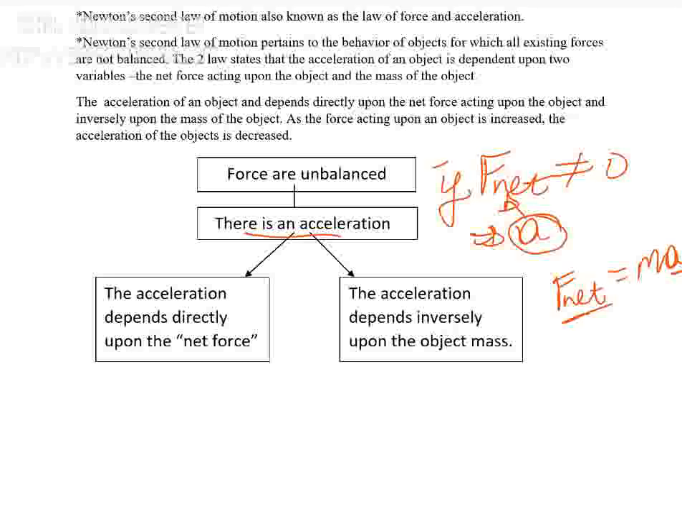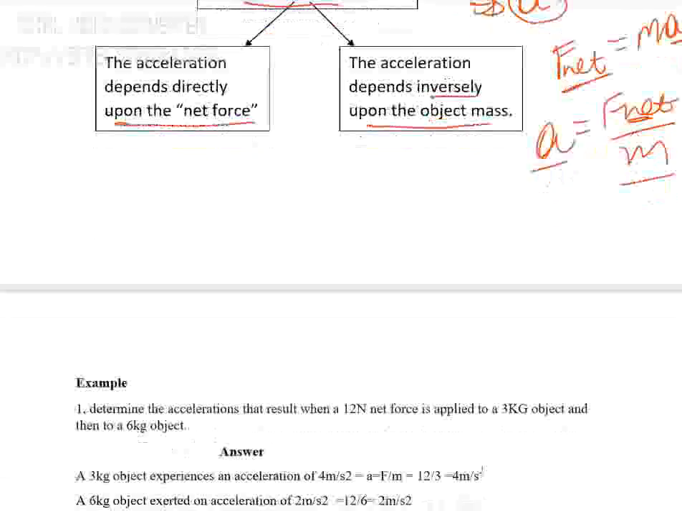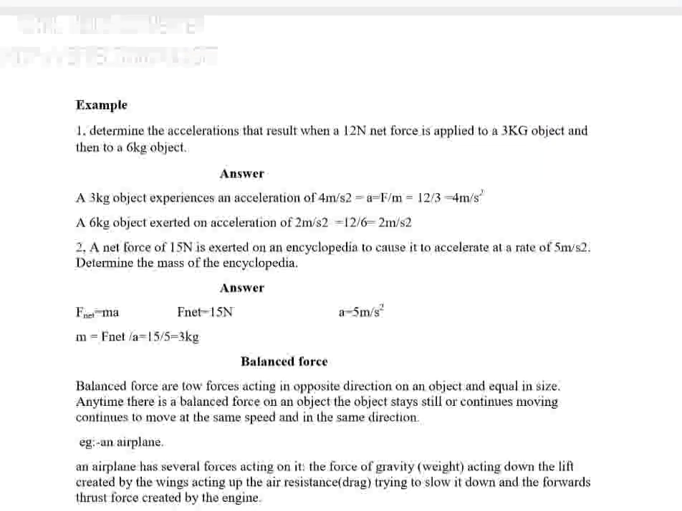An acceleration. The acceleration depends inversely on the object's mass. And the acceleration has a direct relation with what? The net force. As you see, from this a is equal to F net over m. This acceleration has an inverse relation with the mass, but it has a direct relation with the net force. Let us see two examples.